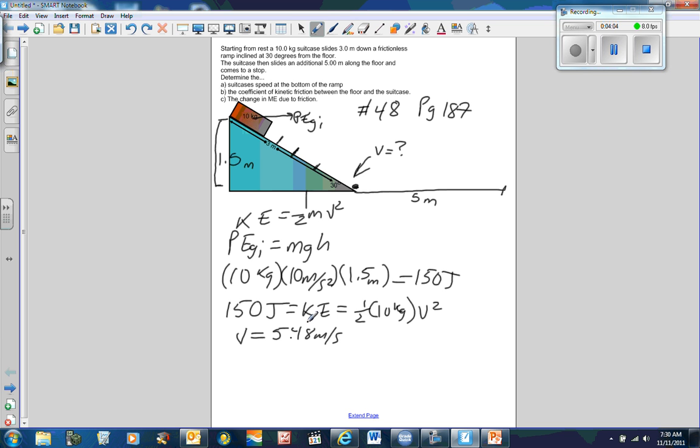And if I look in the book, they get 5.42, but that's because we use 10 instead of 9.8 for our acceleration due to gravity. All right, that's the first part. The next part is find the coefficient of friction.